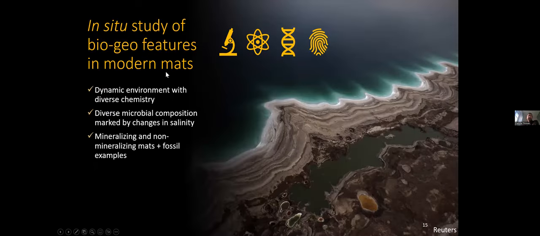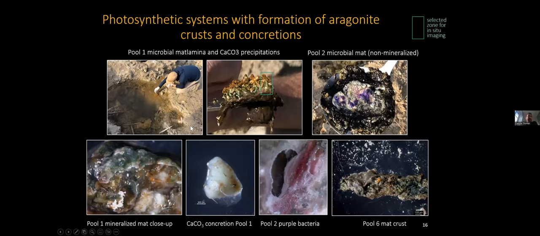Because of its very dynamic environment through the sinkholes, we have a lot of diverse chemistry. We have a lot of diverse microbial compositions marked by changes in salinity, marked by production of a lot of EPS and biofilms that are sometimes mineralizing into microbialites and sometimes not. So basically, we went to this environment to try to understand what was recorded in these systems. And here is a picture again of this microbial mat transforming into stromatolite.